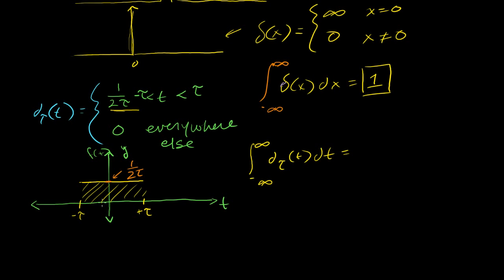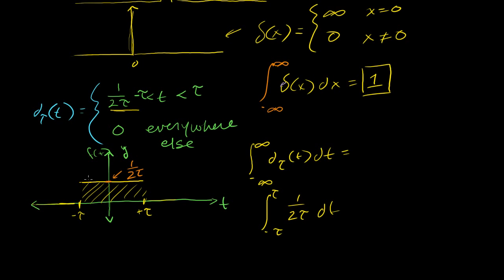I could rewrite this integral as the integral from minus tau to tau of 1 over 2 tau dt. We don't care about minus infinity and positive infinity because there's no area under any of those points. We can just take the boundaries from here to here, because we get nothing whether t goes to positive infinity or minus infinity. And over that boundary, the function is a constant, 1 over 2 tau. So we could just take this integral.